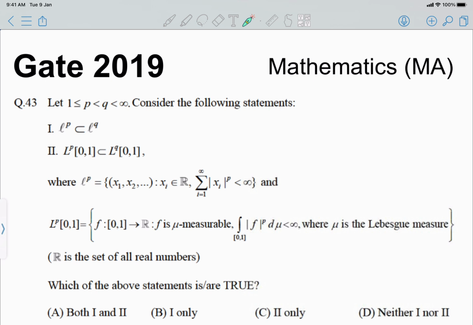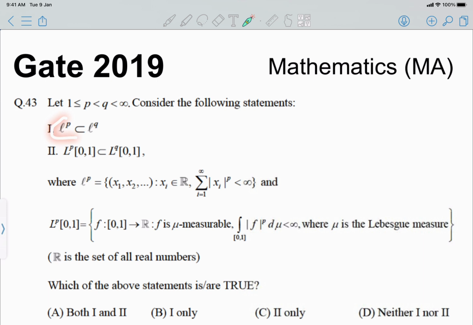Okay, so today we'll solve GATE 2019 question. This is a question from real analysis. This is question number 43. It says let 1 ≤ p < q < infinity. And two statements are given.